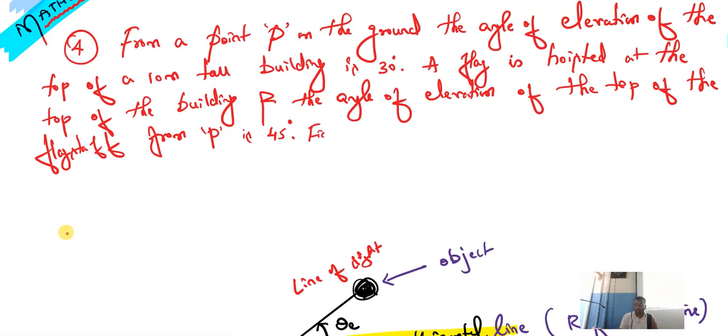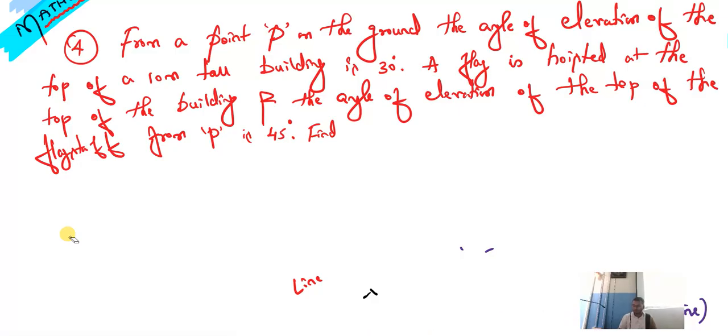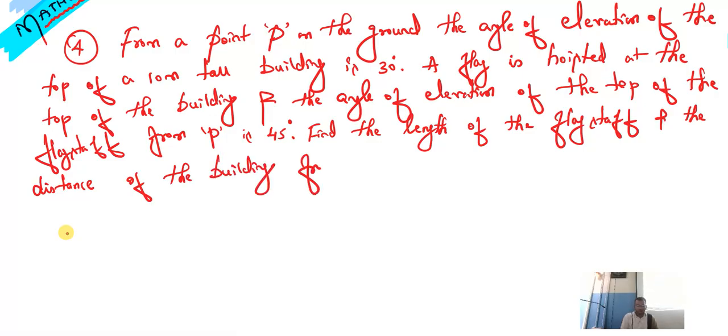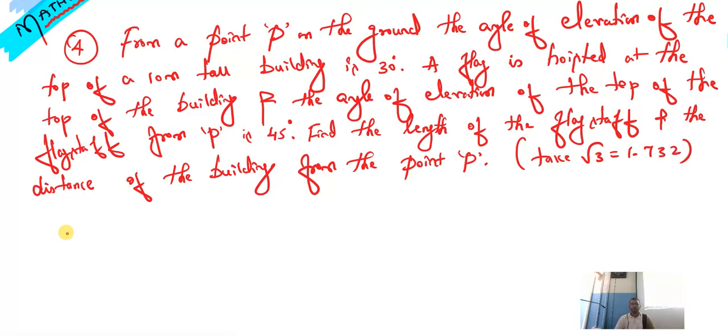Find the length of the flagstaff and the distance of the building from the point P. Take root 3 is equals to 1.732. Take the value of root 3 as 1.732.